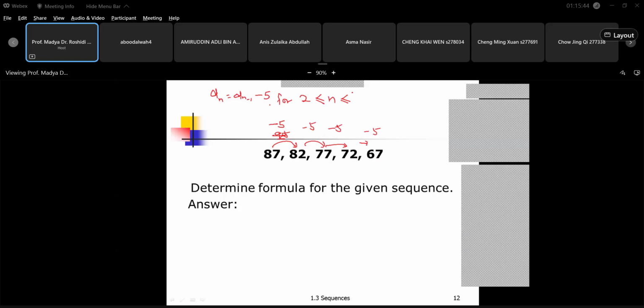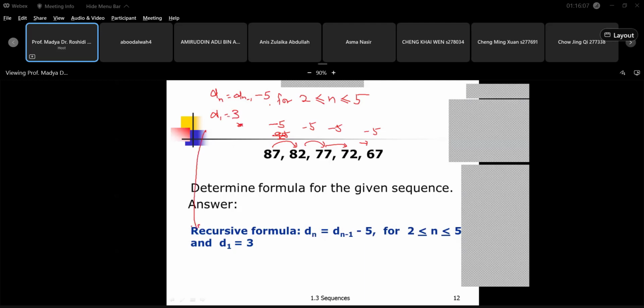But what is the value here? The value here is based on how many numbers are involved: 1, 2, 3, 4, 5. So we put 5 here. So that's the answer, or the formula, for the recursive formula here. And the starting point, d1 equal to 3. So that's exactly the answer.